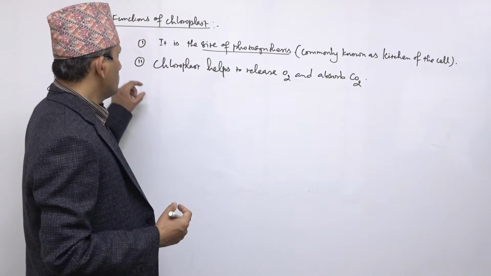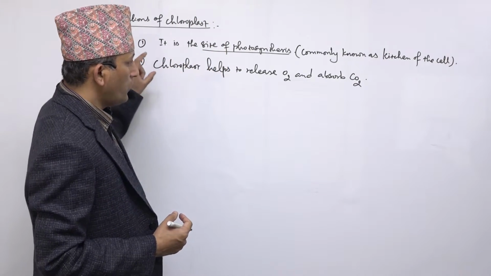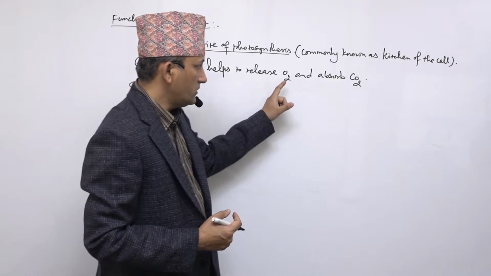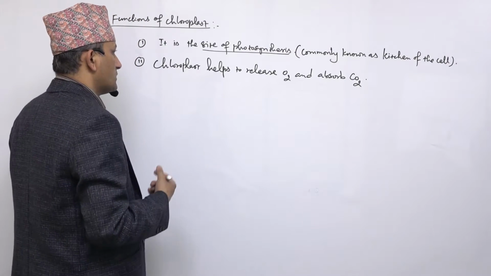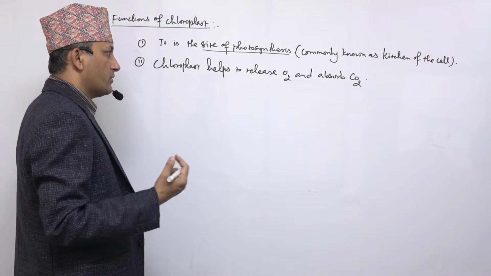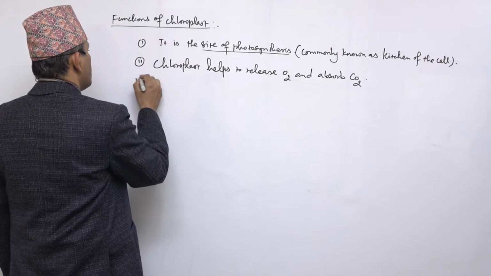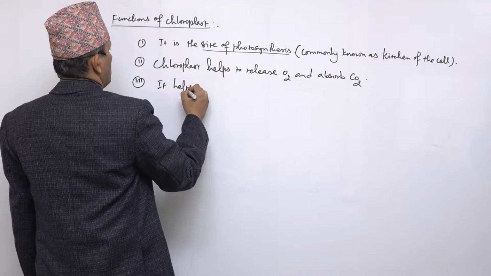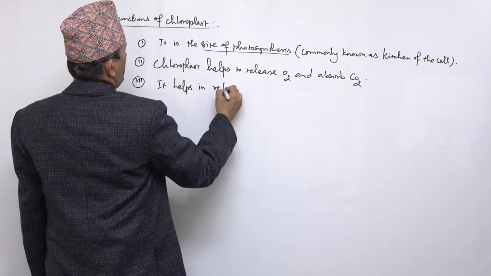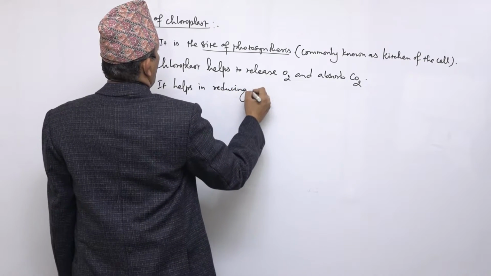So this chloroplast is necessary. Why? Because of the chloroplast, oxygen is released and carbon dioxide is absorbed. Because of this absorption of carbon dioxide from the atmosphere, chloroplast helps in reducing global warming.